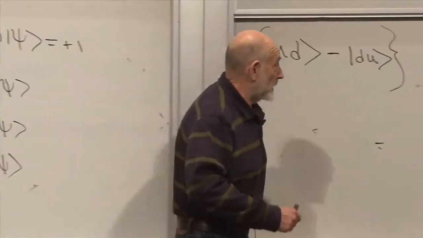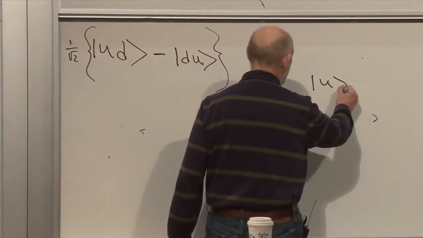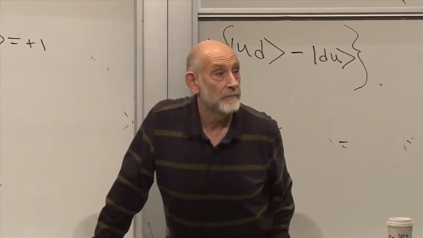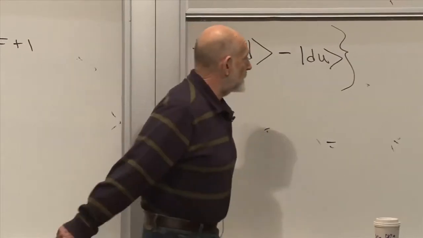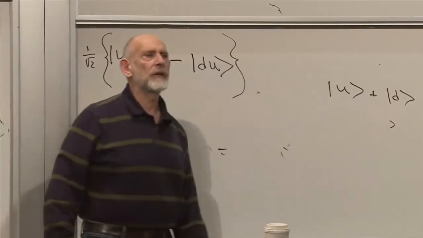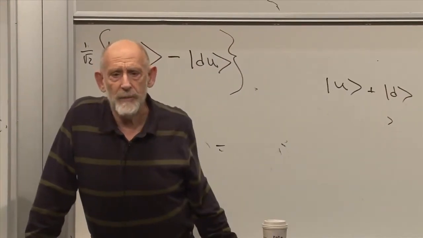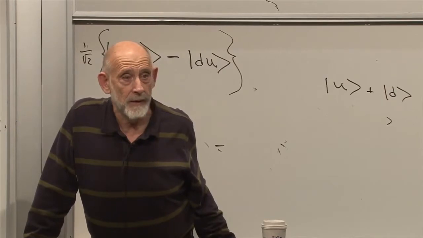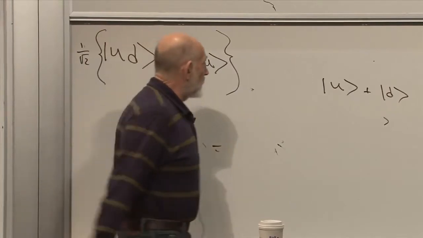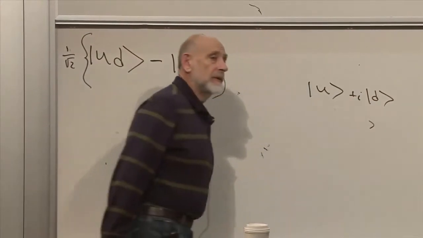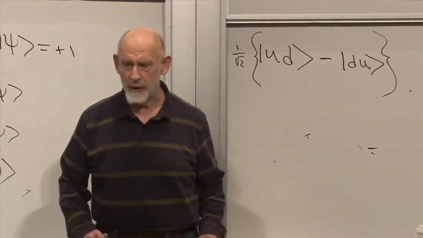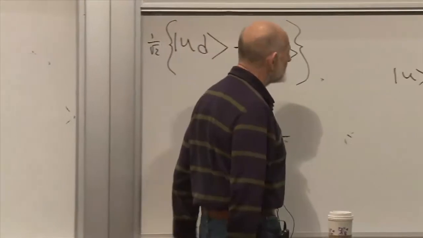Okay? For example, I could just give you up. If I gave you up, what direction should you orient your detector to? Along the z-axis. What if I gave you up plus down over square root of 2? What direction should you orient your detector to make sure that you get +1? Along the x-axis, right? What if I gave you up plus i down? I don't know, either plus y or minus y. I forget which one.